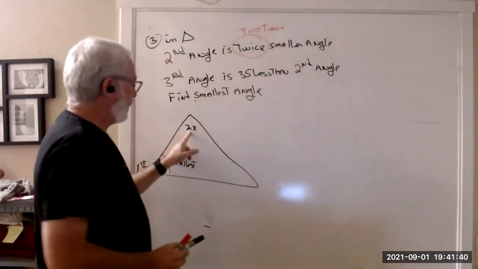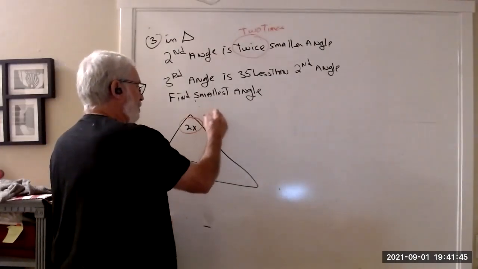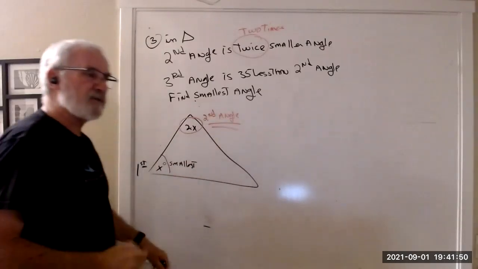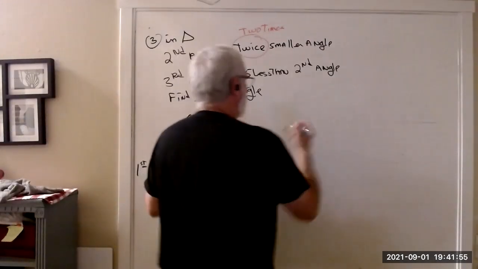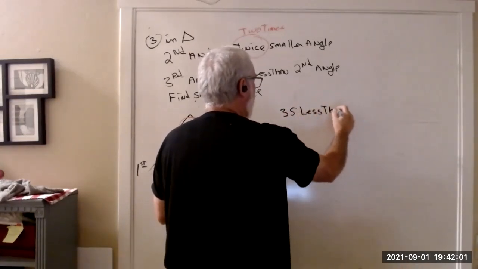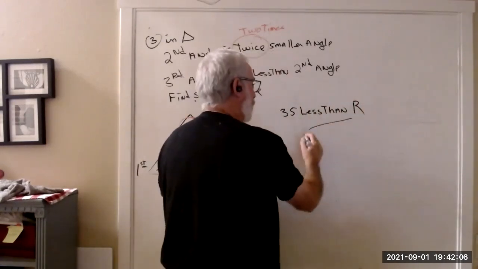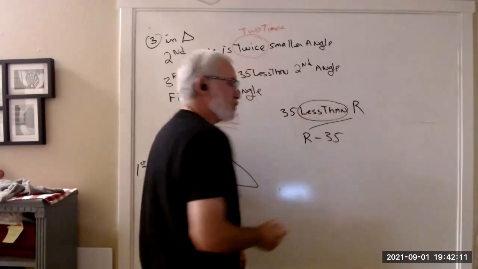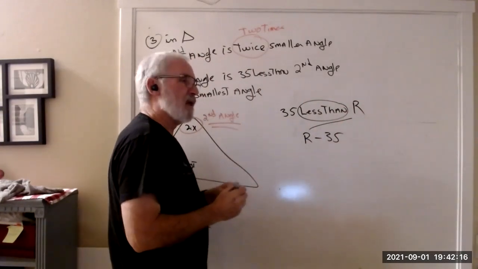Okay. Well, we already know there's the second angle. This is it right here. This is the second angle. But 35 less than. Okay. In algebra, if you say 35 less than R, you do R subtract 35. Less than means subtract. Okay, less than means subtract, but it's kind of subtle.